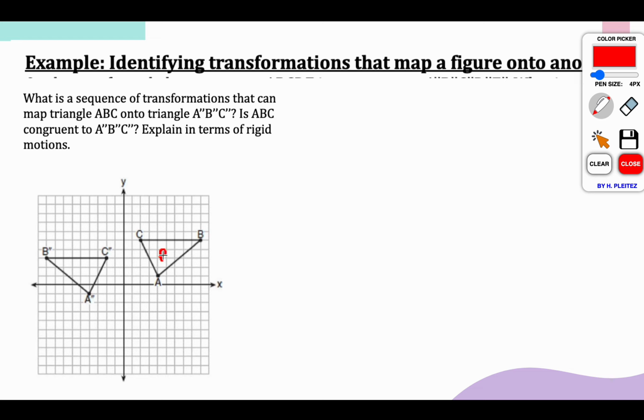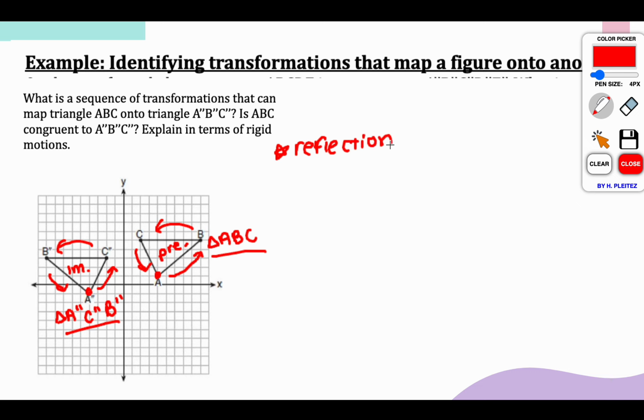So I know this is my pre-image here because there are no prime marks, and I know this is my image here. So I like to label those. And I'm going to start at A and go ahead and name it. To name this triangle ABC, I would actually have to go counterclockwise here. So let's start at A double prime here, and I'm going to go the same direction. If I go counterclockwise, the name that I get here would be A double prime, C double prime, B double prime. So right now, the letters are not matching up, so I know a reflection must be involved.